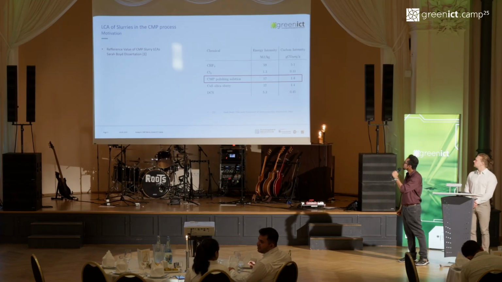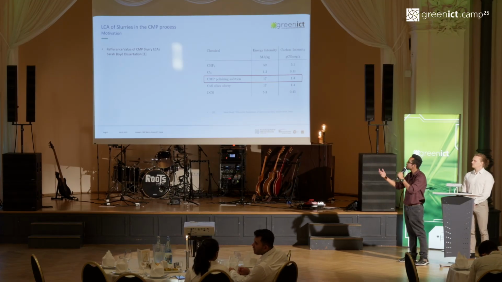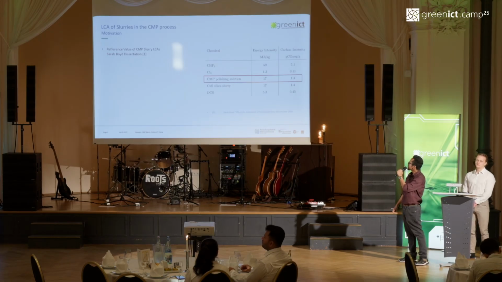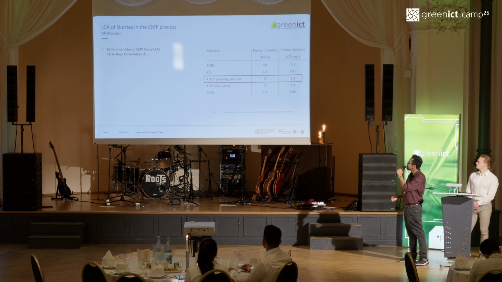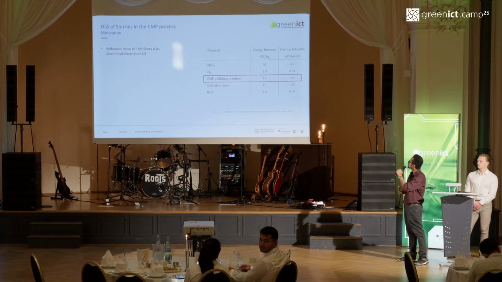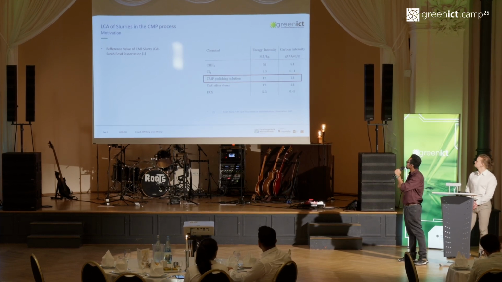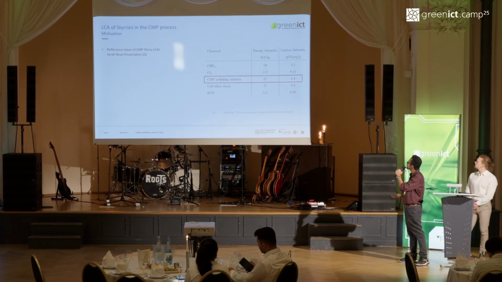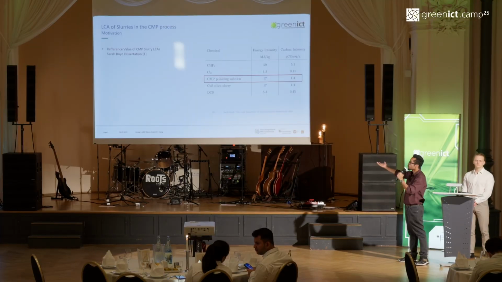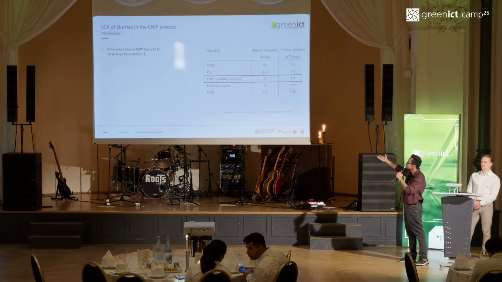Because there's a very famous paper from Sara Boyd where she has published values, wherein she says that the CMP polishing solution requires an energy intensity of 17 megajoules per kilogram and a carbon intensity of 1.4. But everybody uses this like a postulate; nobody has challenged or even questioned it. So we decided to ask: what's the reasoning behind these values? Where is it coming from?